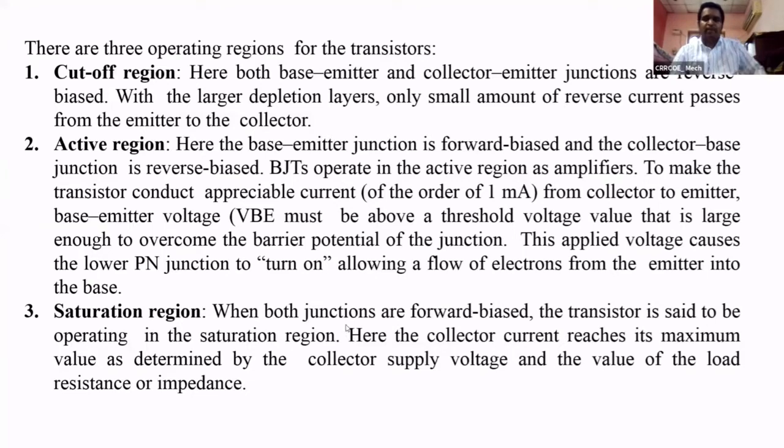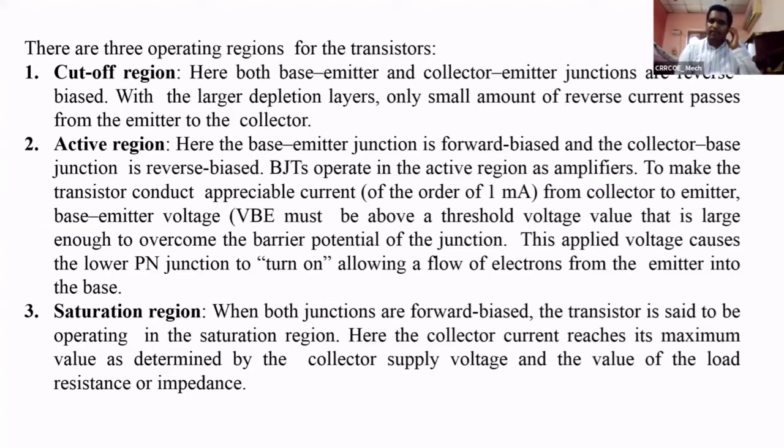Both junctions are connected with forward bias. Here we have high collector current. It reaches its maximum value. This saturation region means both junctions are forward biased.